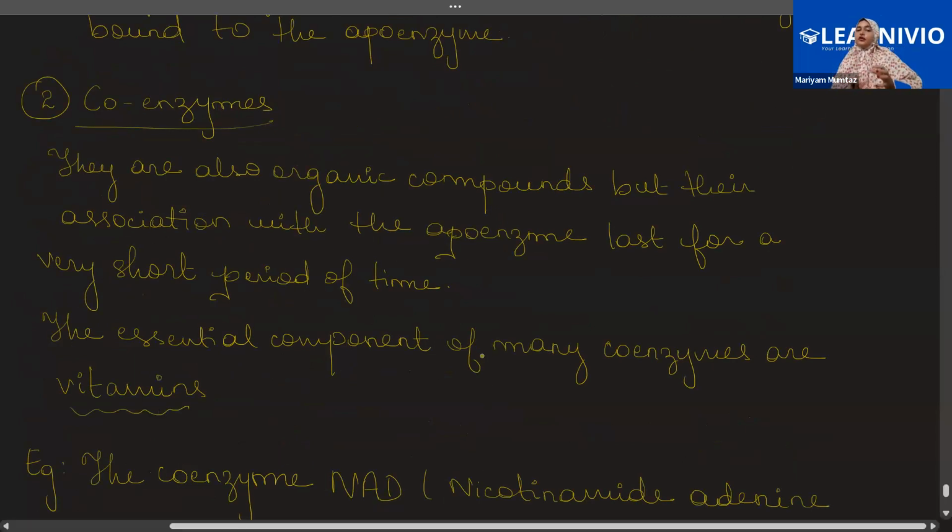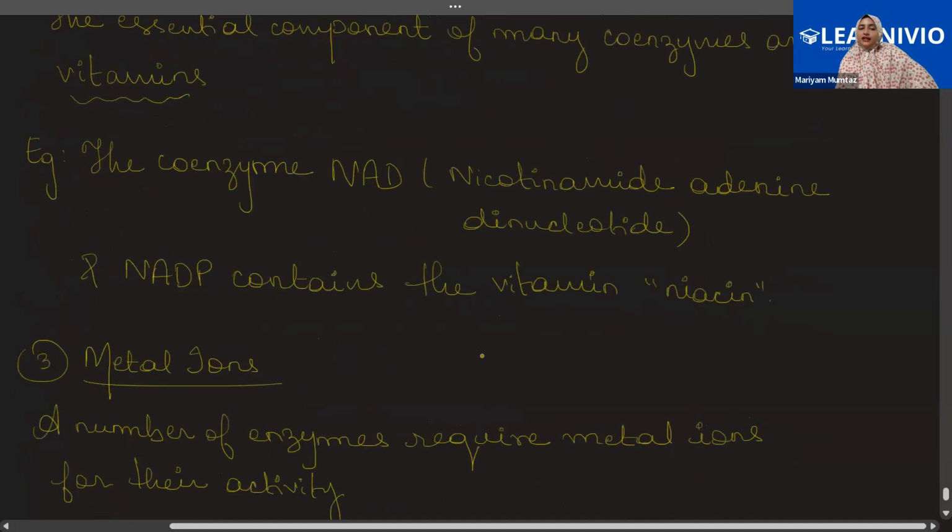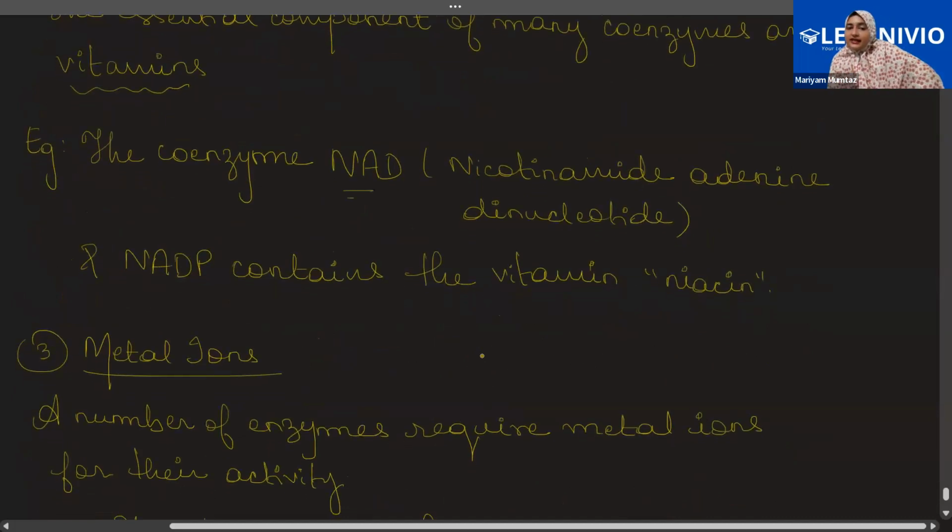A vitamin forms a major, or you can say an essential, component of the coenzyme, such as NAD, which stands for nicotinamide adenine dinucleotide. And then there is NADPH. People know NADPH, FADH, all of these. They contain the vitamin niacin. They work in association with vitamins.